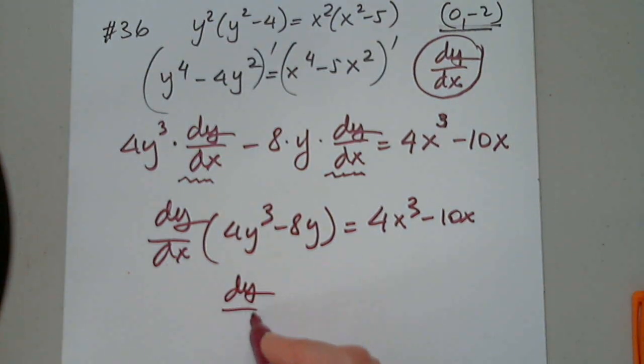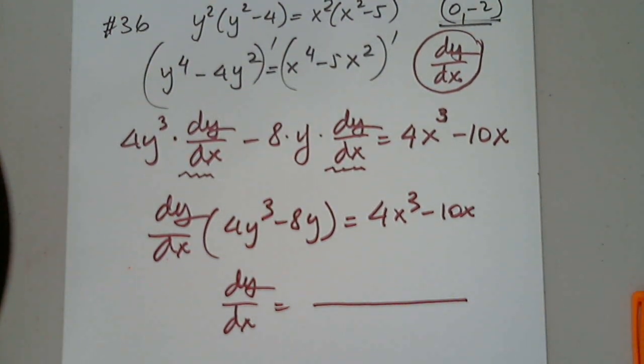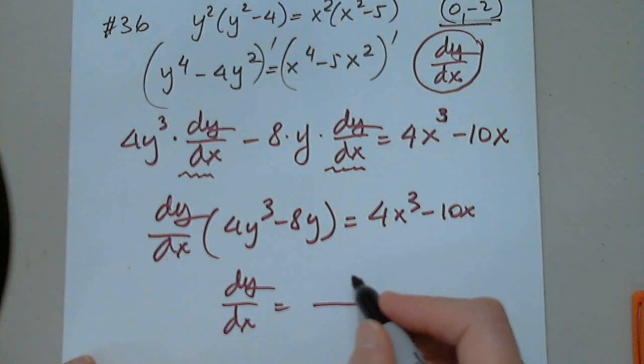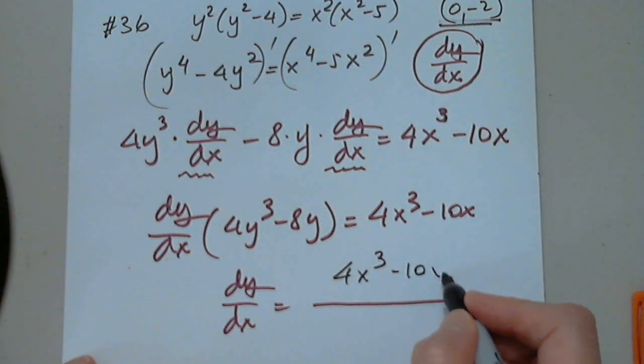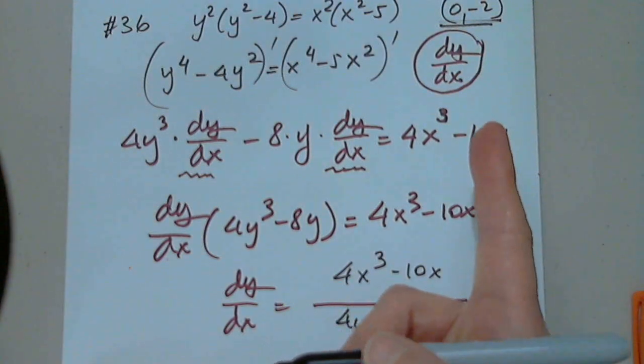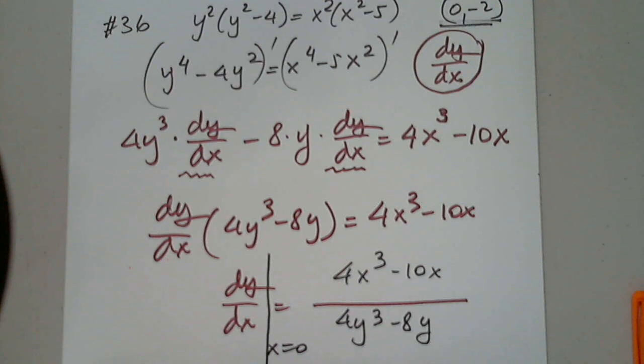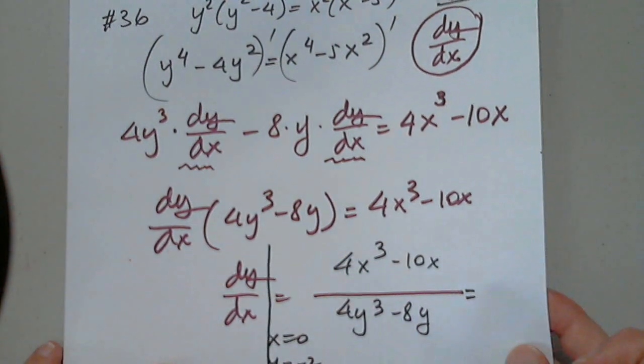Finally, dy over dx. This part is just algebra. How do I get dy over dx? Divide by 4y cubed minus 8y. Yes, so dy over dx equals 4x cubed minus 10x over 4y cubed minus 8y. The point is given to us, 0, negative 2, when x is 0 and y is negative 2. So let's plug it in and see what happens.